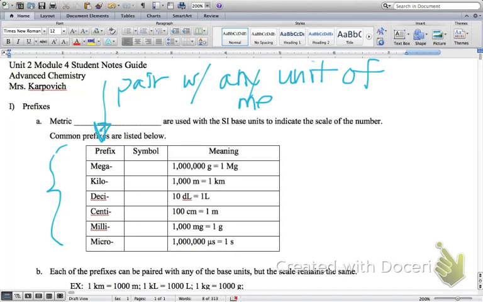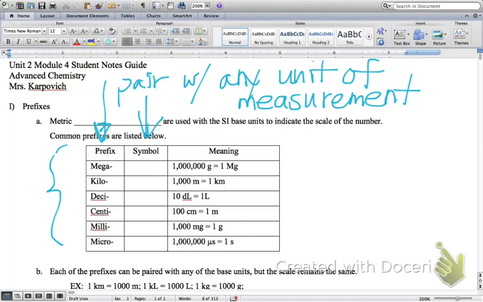It doesn't matter whether that unit of measurement is an SI base unit or whether it is an English unit, but you can put that prefix with any unit of measurement. You guys should have already filled in these symbols right down here after going through the PowerPoint for Unit 2 Module 4. Okay, so that part should be already done.